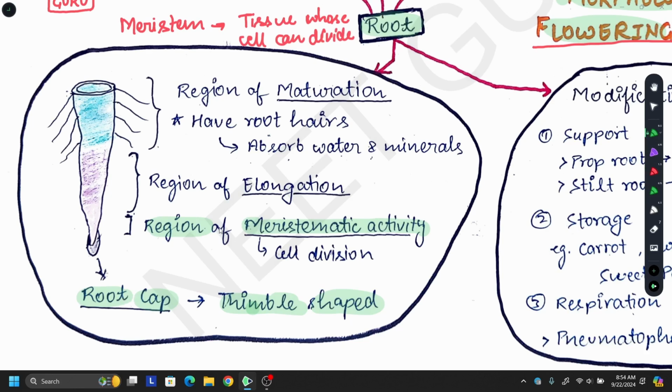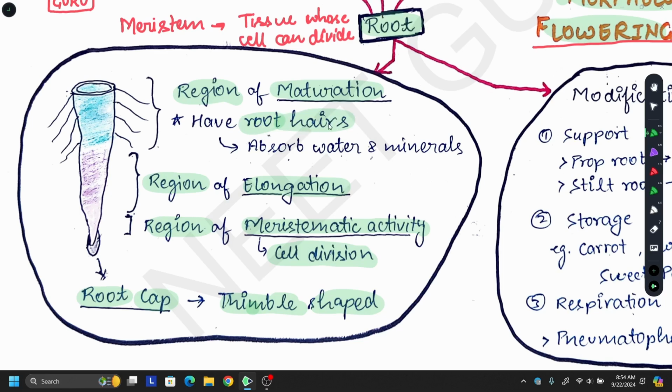Just above the root cap is the region of meristematic activity. In this region we see a lot of cell division. Just above it we have the region of elongation. In the region of elongation the cells elongate and start to mature, so it is responsible for increasing the length of the root. Above the region of elongation we have the region of maturation. In the region of maturation the cells are mature, they do not divide and they do not elongate, and this region has root hairs.